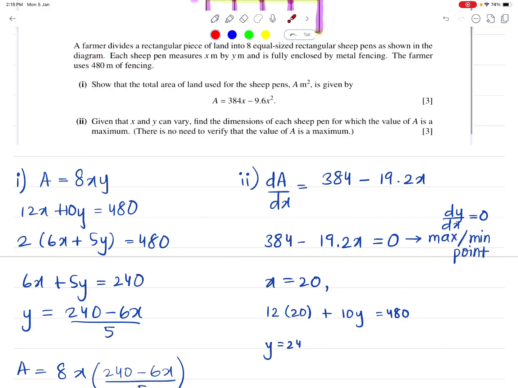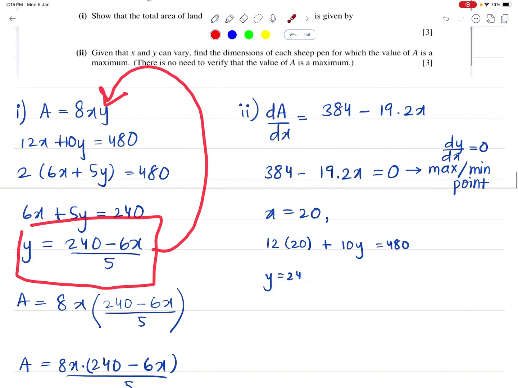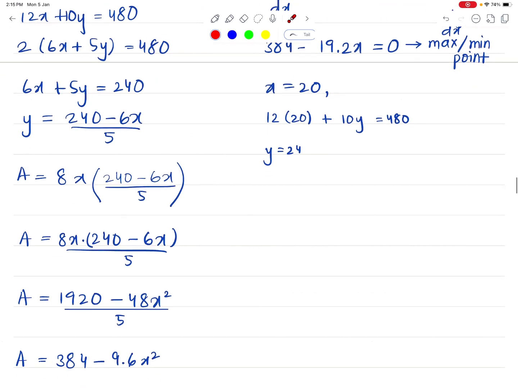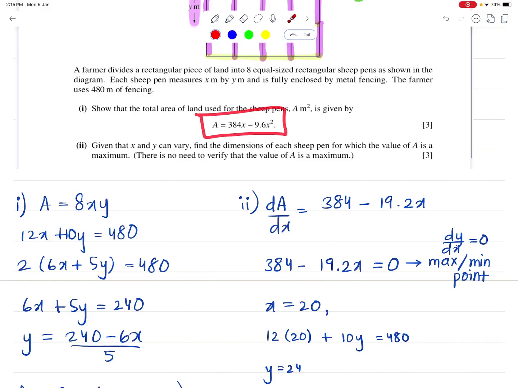After that, I basically took 2 common out and I divided it over here with 480. This makes it 6x plus 5y is equal to 240. And from here, I can make y the subject of the formula, and I can substitute this expression over here. When I do that, it leaves me with this. And then I divide both of these numbers by 5 to get this expression, which is exactly the same as the one that we were asked to show.